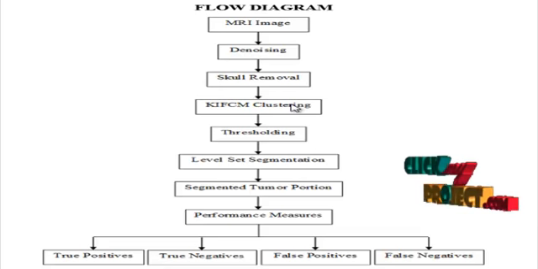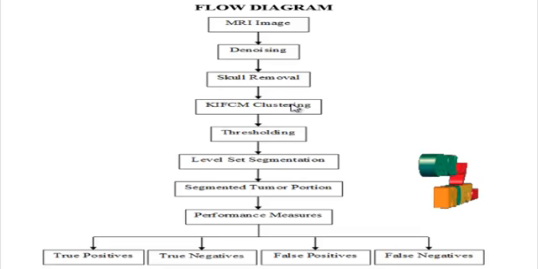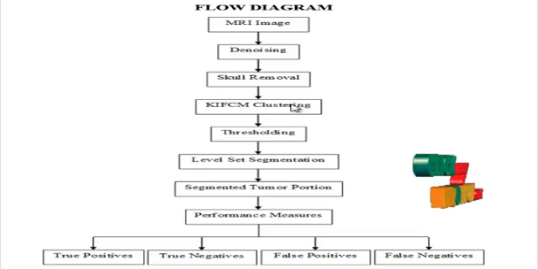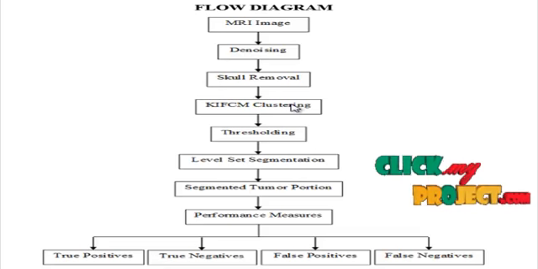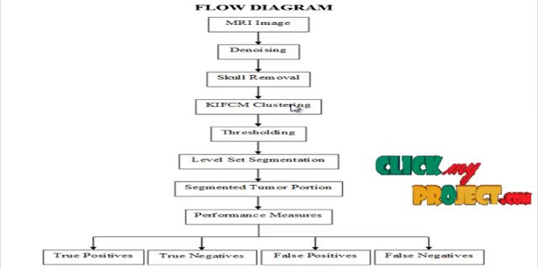After the removal of the skull, the KFCM clustering process is employed. The regions in the images having similar intensity are clustered using the kernel fuzzy c-means algorithm. In fuzzy clustering, every point has a degree of belonging to the clusters, as in fuzzy logic, rather than belonging completely to just one cluster. Thus, points on the edge of a cluster may be in the cluster to a lesser degree than the points in the center of the cluster.